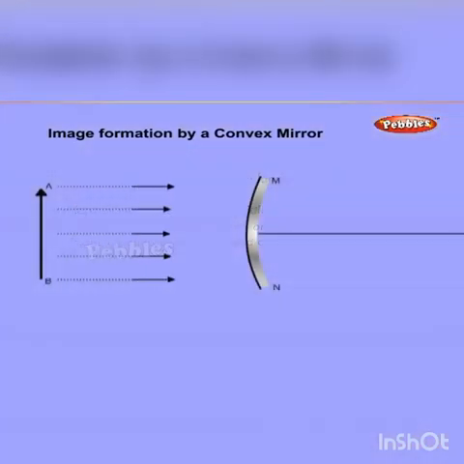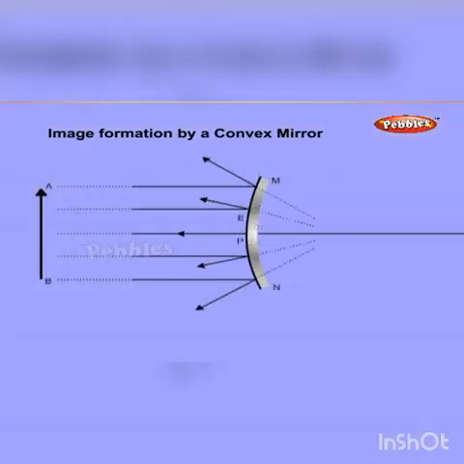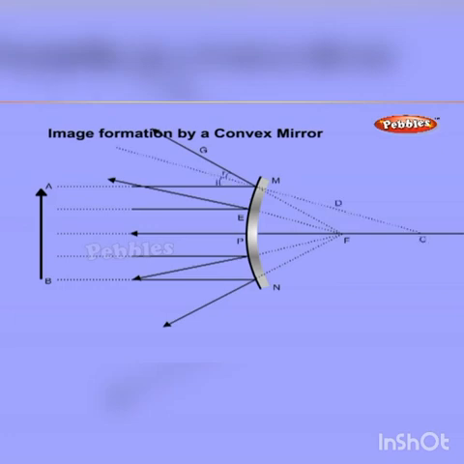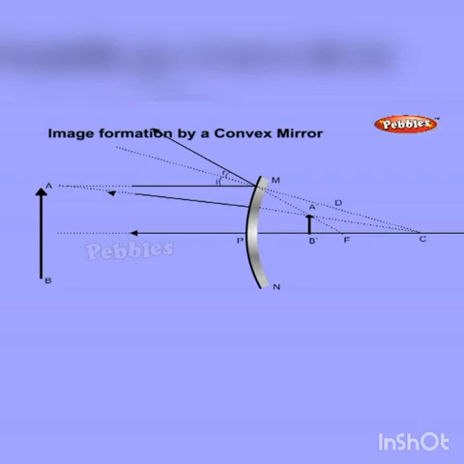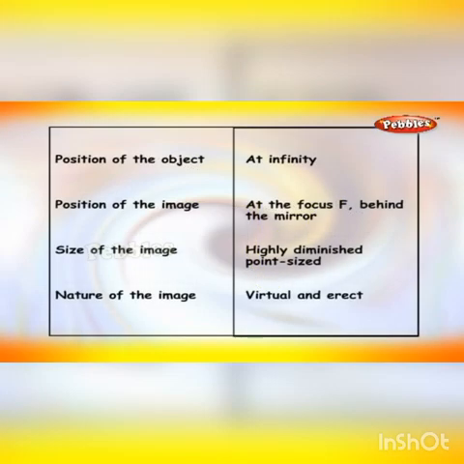We consider two positions of the object for studying the image formed by a convex mirror. First is when the object is at infinity, and the second position is when the object is at a finite distance from the mirror. The ray diagrams for the formation of image by a convex mirror for these two positions of the object, the results are summarized as given below.